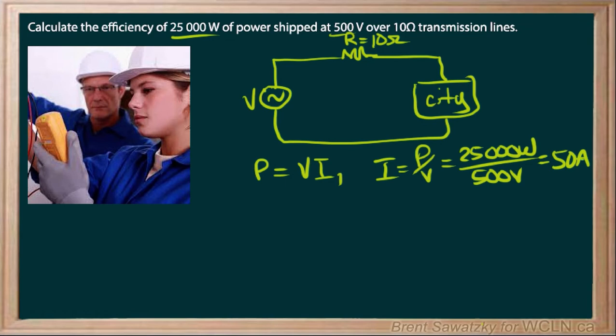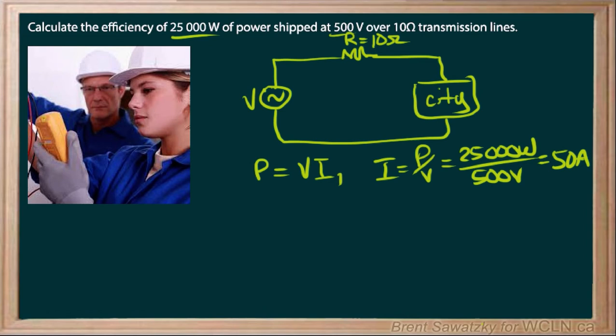And so from there, in order to figure out efficiency, we're going to have to figure out how much power is lost in those transmission lines. So in other words, in order to know how much power the city got, we have to know what was provided minus what was lost.